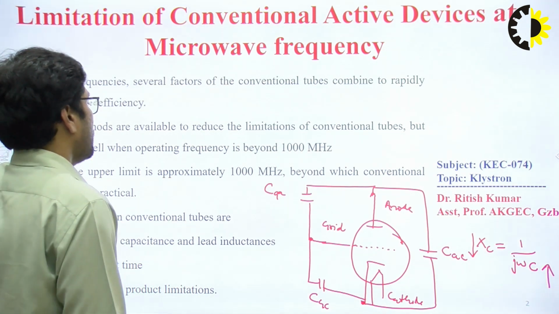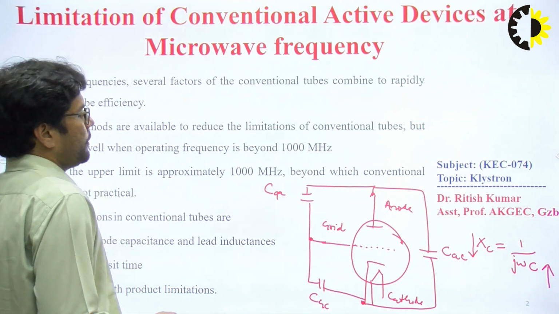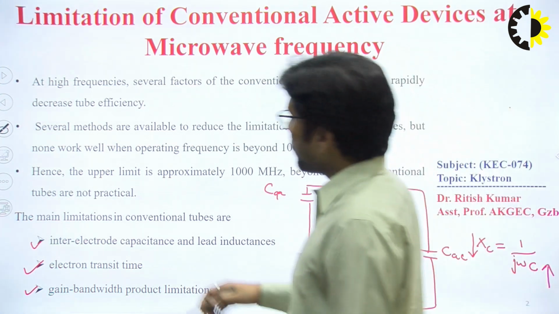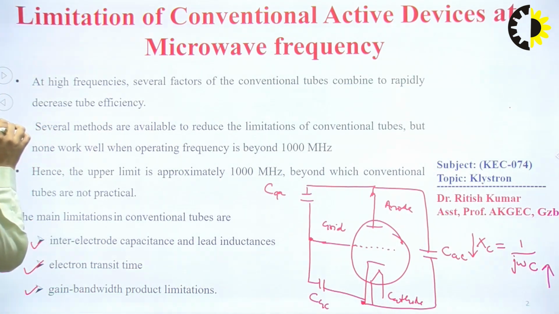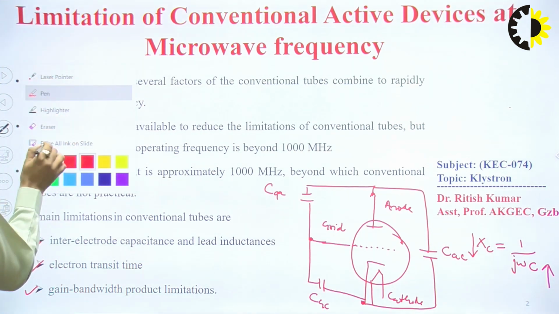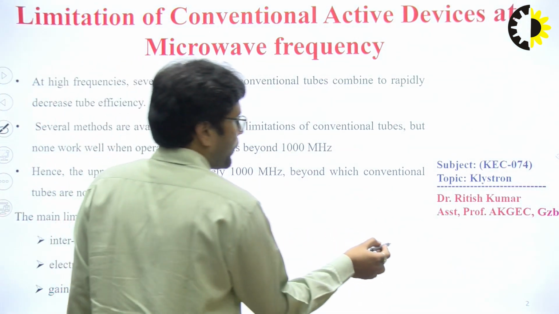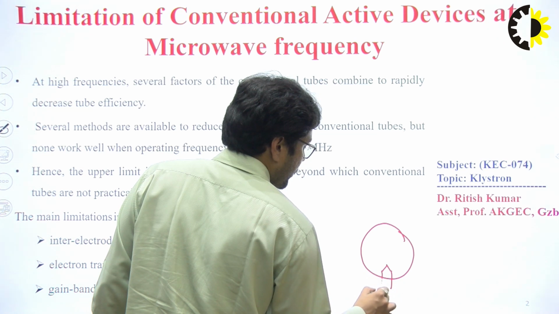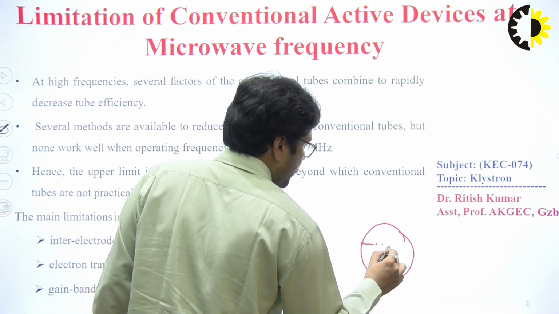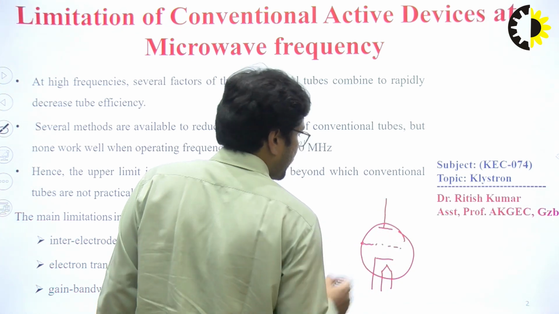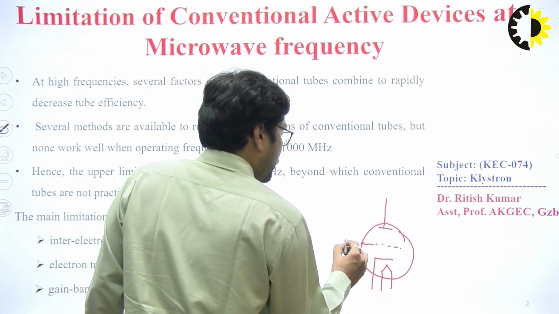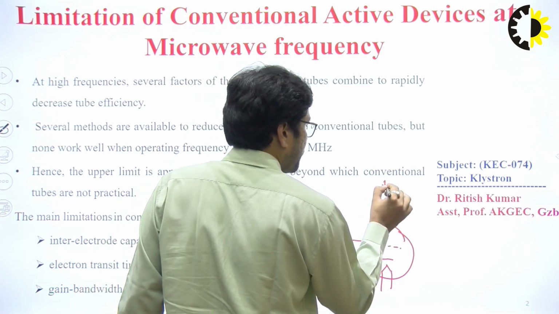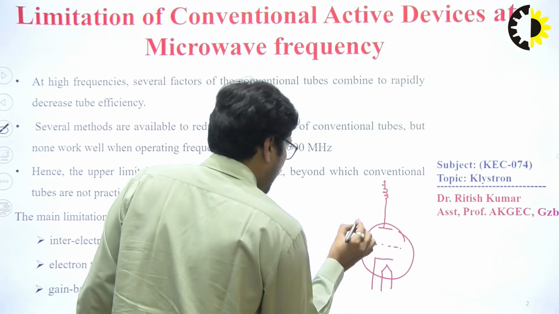The other effect is lead inductance. How does this inductance disturb the performance of the device? Again, I am drawing the triode valve. This is the cathode, this is the grid, and this one is the anode. At higher frequency, all leads have some inductance effect, and each acts as an inductor.